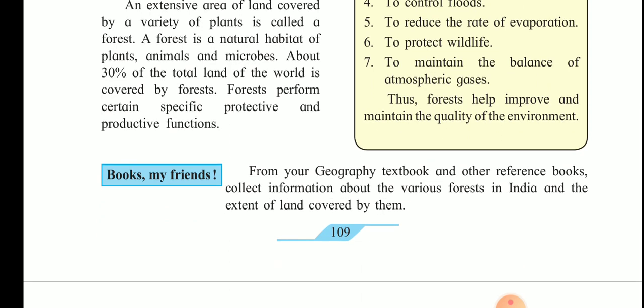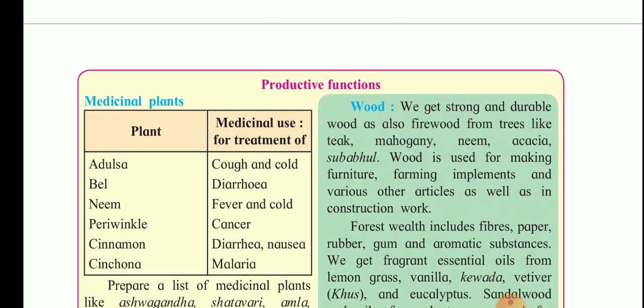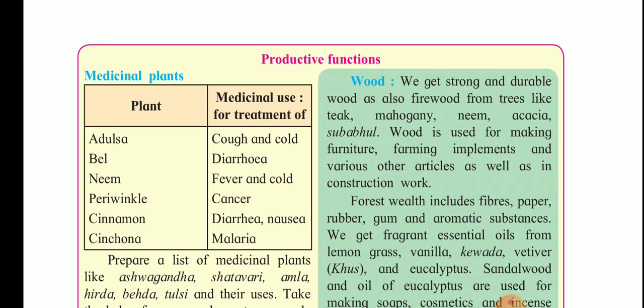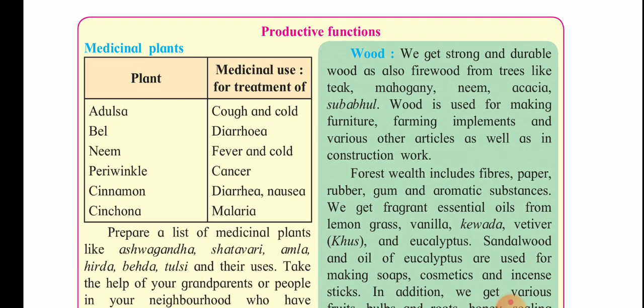Now let us see the productive functions. Here the medicinal plants are given and their uses, and the medicinal use for the treatment of the disease is given in the second column. So Adulsa is used to cure cough and cold, Bale for diarrhea, Neem for fever and cold, Periwinkle for cancer, Cinnamon for diarrhea and nausea, Cinchona for malaria.